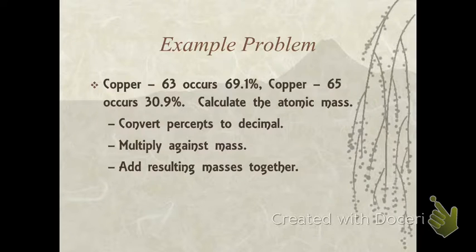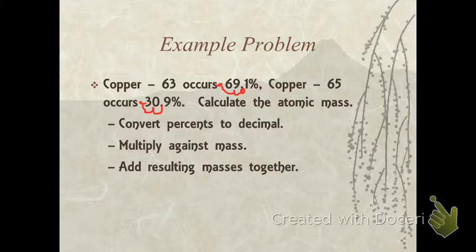Alrighty, so the last thing that we're going to do is calculate an atomic mass. And it's actually really quite simple to do. The problem will give you the different types of elements that you have and the percentage that each one of them occurs. And so the first thing that we need to do is convert each of the percents to decimals. Just a refresher on that, all you've got to do is take that decimal and scooch it over 2 places. Okay? And then we'll do the same with this one. Take that decimal, scooch it over 2 places.